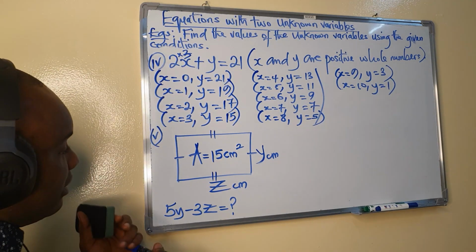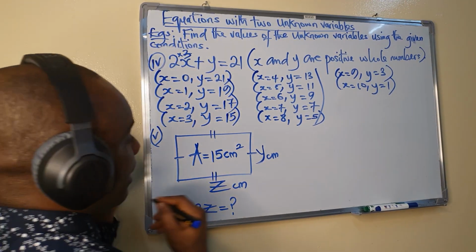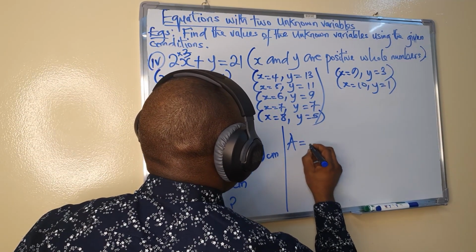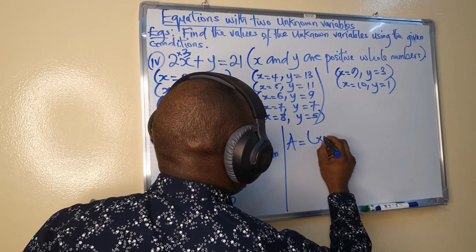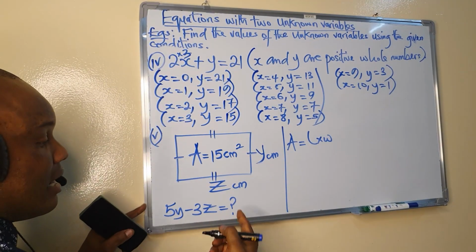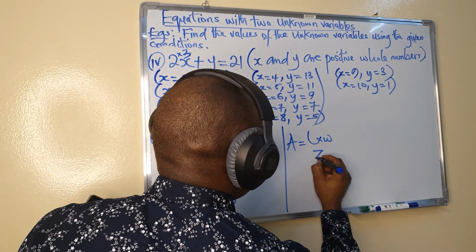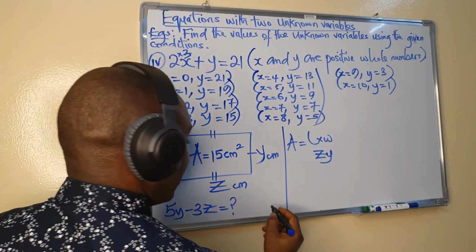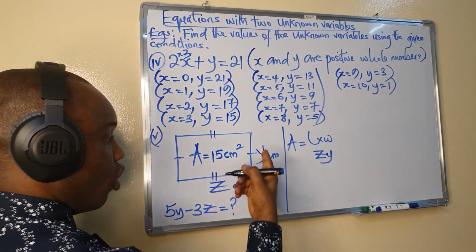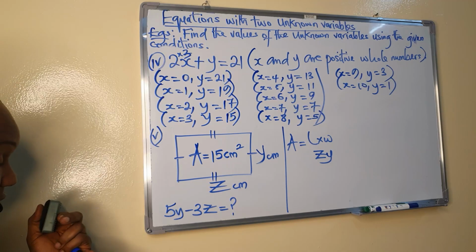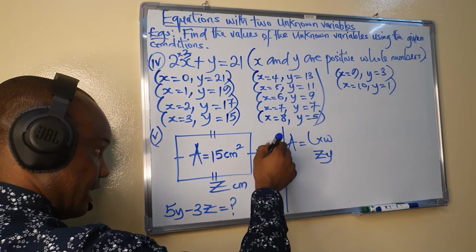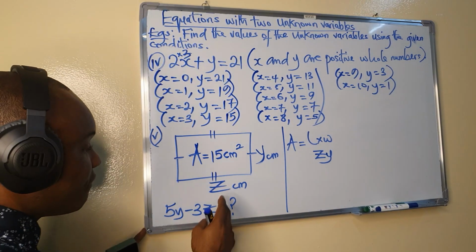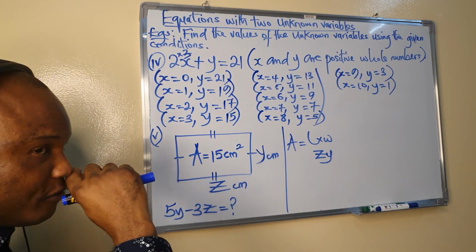To do that, remember the area formula, which you know. The area of a rectangle is length times width, or length times breadth. Our length here is z, and our width is y. An important thing to note here is that z is always more than y. That is to say, the length is always greater than the width. Therefore, the value of z must be more than the value of y.